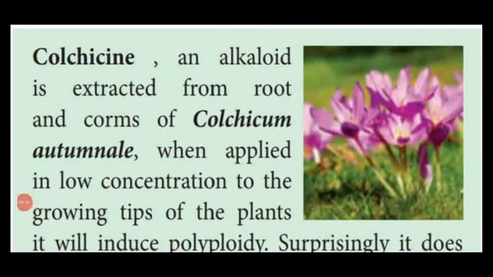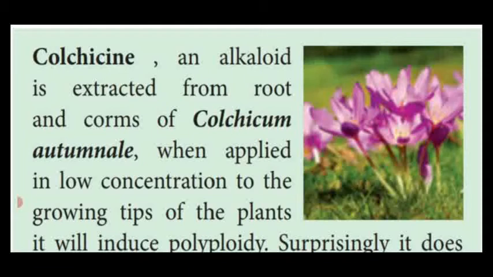Dear students, in the previous page we have seen the man-made cereal, that is triticale, which is produced as a hexaploid by the application of a chemical treatment known as colchicine, which doubles the chromosome number. That colchicine is an alkaloid extracted from the corms of Colchicum autumnale.